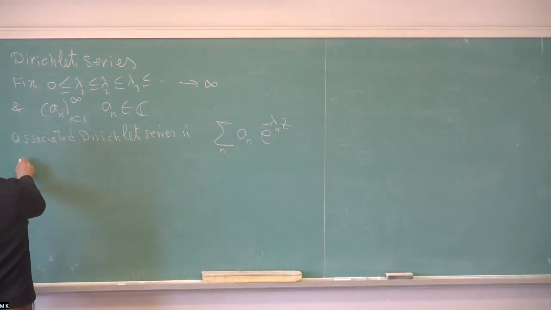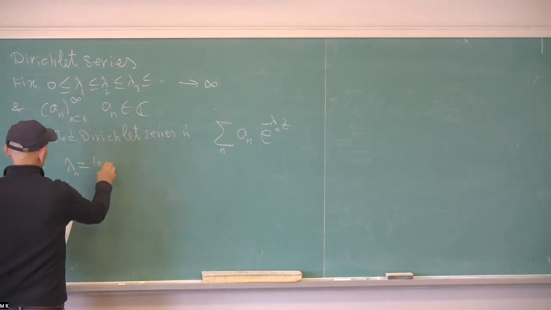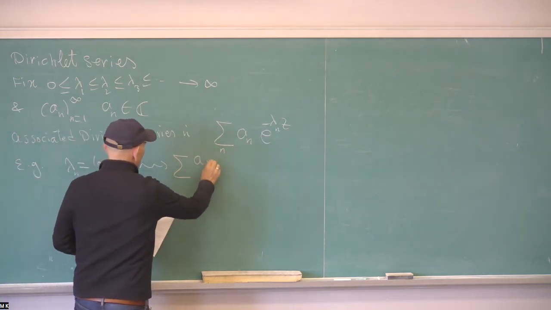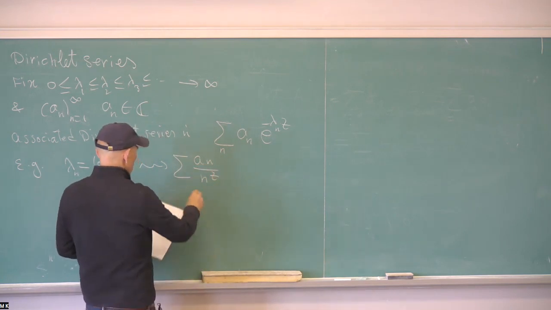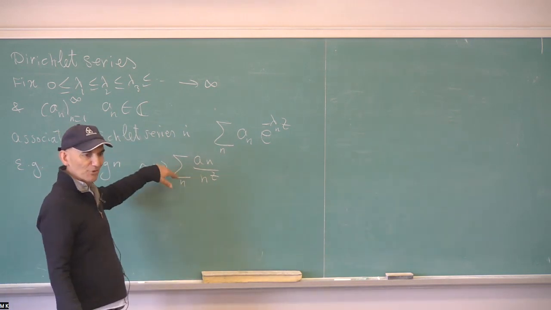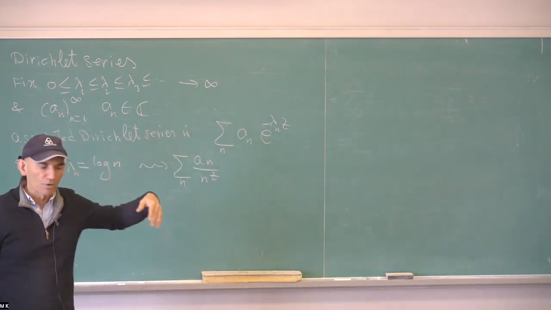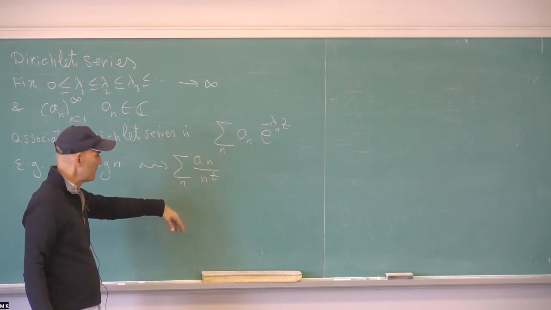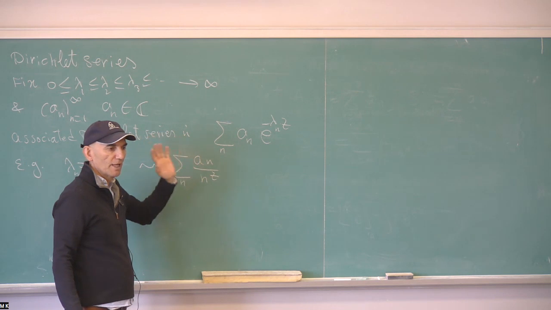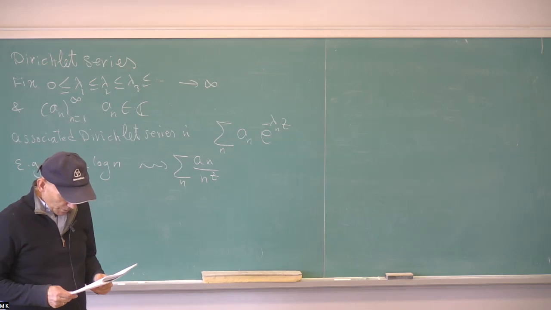So examples of this: if lambda_n is equal to log n, then you get the sum of a_n over n to the z. This is what most people call Dirichlet series, actually. But this is a special case of the more general Dirichlet series that Serre defines in the book. This is what most people see as the Dirichlet series. And in fact, I hate to write it as n to the z, I would write n to the s, but that's what people write now.